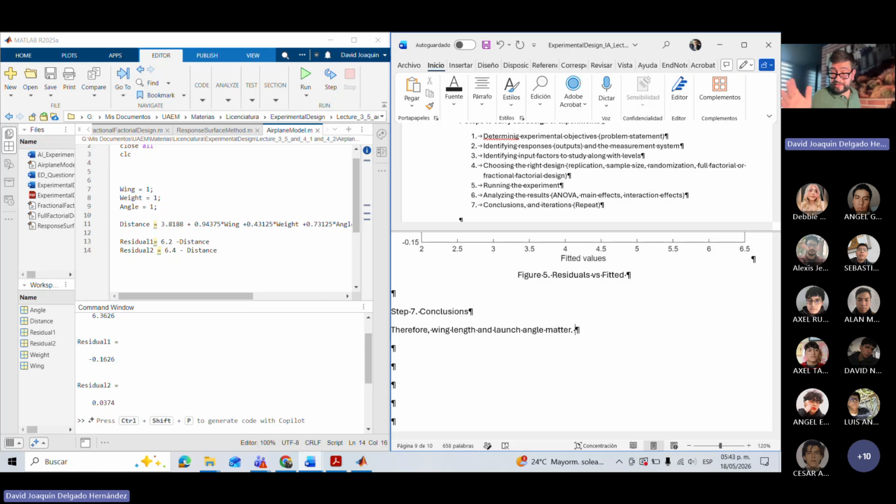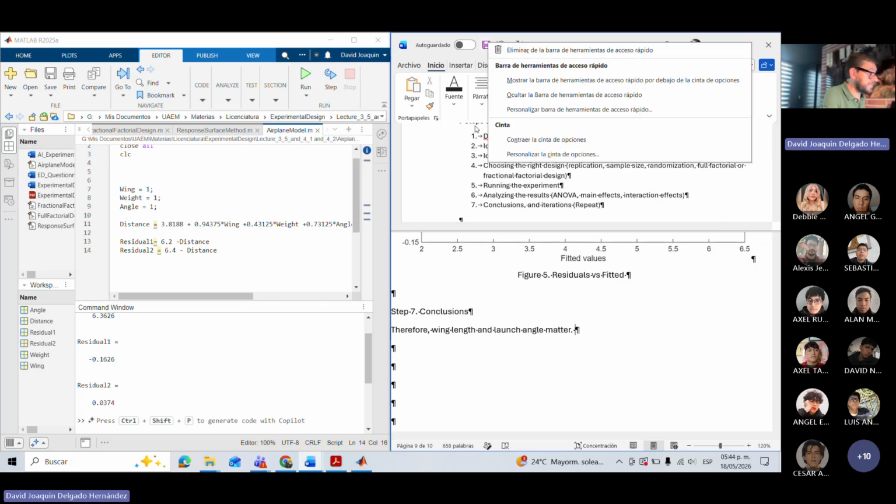Okay, you are the analyst and you can tell the decision maker, look, if you are going to design an airplane, be very careful with the wing length and the launch angle, because they matter. They are very important. If you want to win the competition, look very carefully at these two factors because they are very important for your experiment. Okay, so let us now save this.